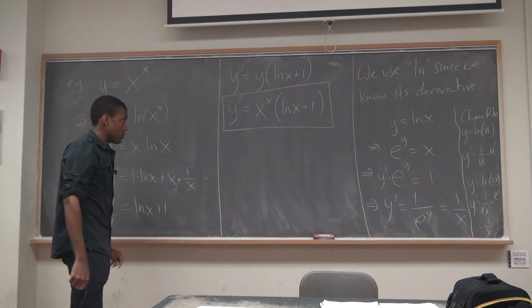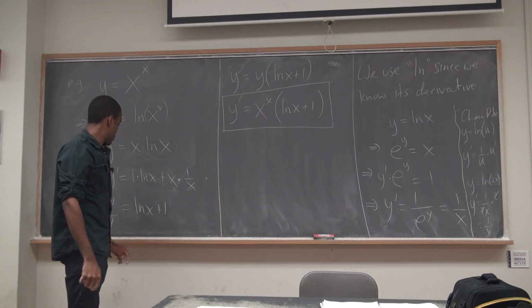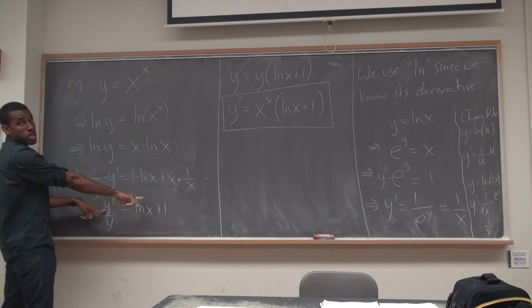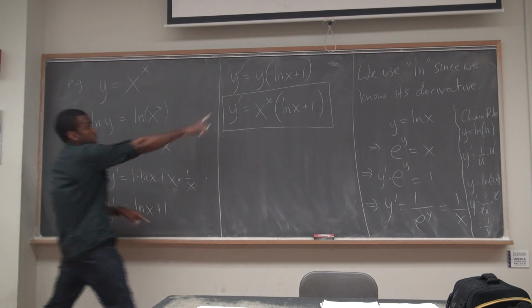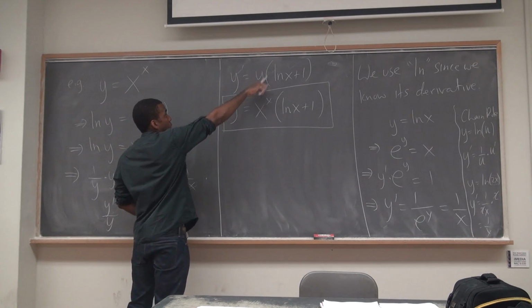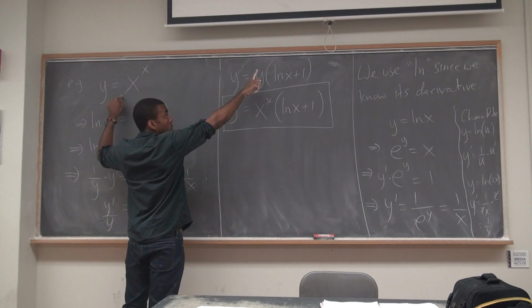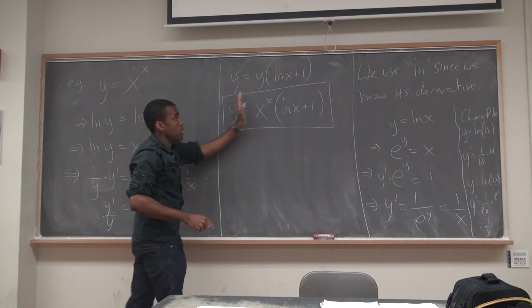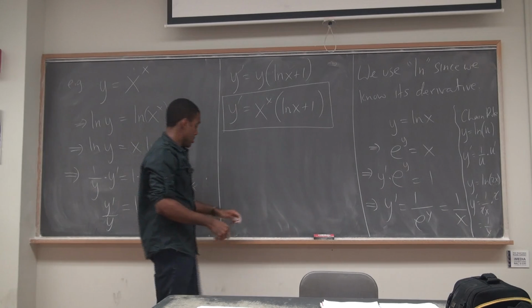Wait, what was that last part? Which part? The last 2 steps on the second part. Right, so here is what I have. I know I want to solve for y prime, so I multiply both sides by y. So I get this. But then my y, I actually know what that is. So I just plug this back into the y to get that. So now I have my answer in x's.